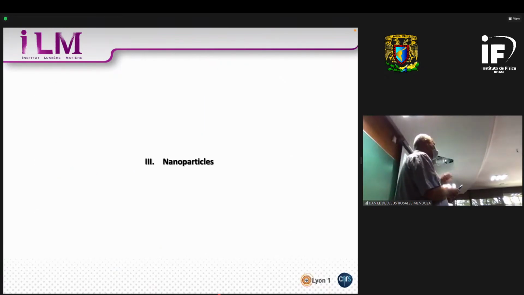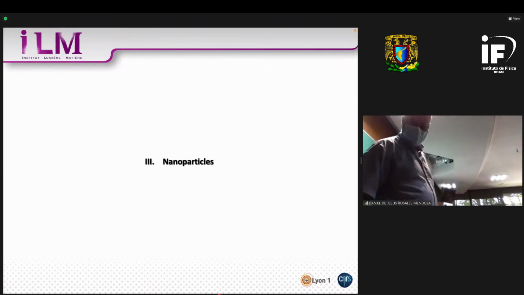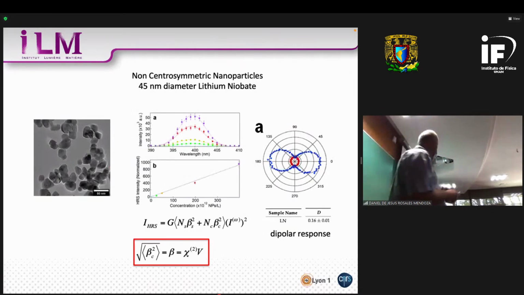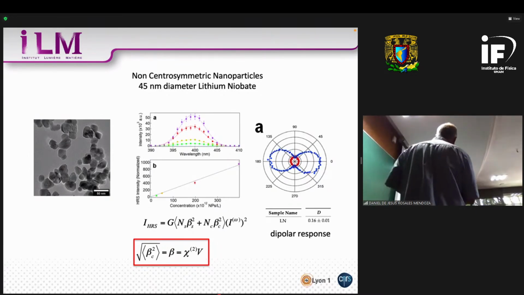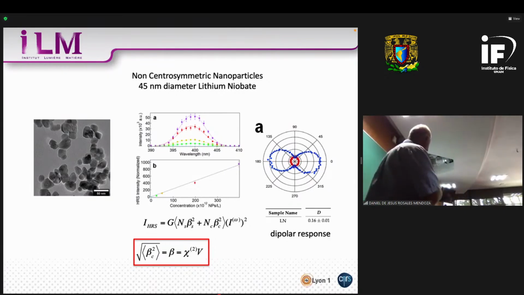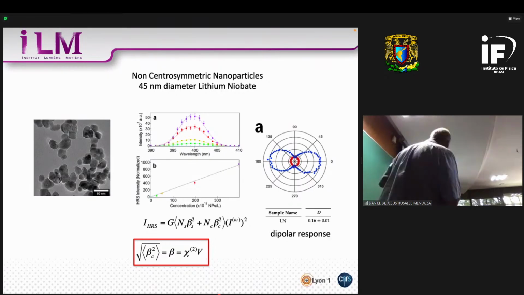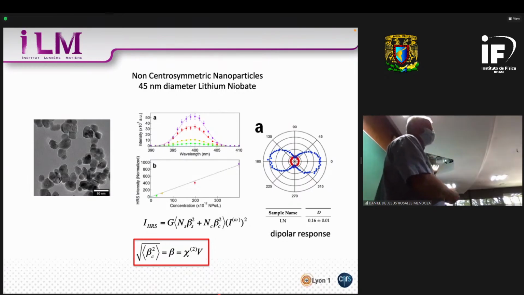Okay, from there we can go and think in terms of nanoparticles. At first glance, you would say, oh, it's a totally different topic. In fact, there are interesting possibilities. First, if I use non-centrosymmetric particles, this is lithium niobate, 45 nanometer diameter. You have a TEM picture. I see the second harmonic scattered light. I use 800 nanometers, so I collect the scattered beam at 400, so that's fine.